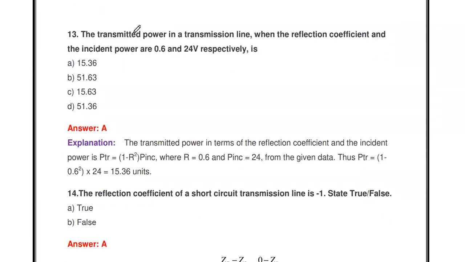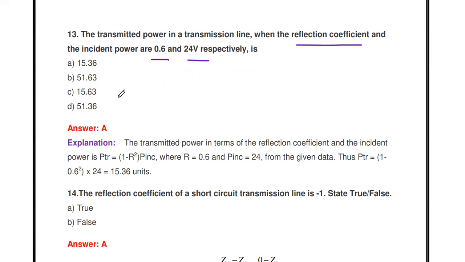Then the next thing, the transmitted power in a transmission line when the reflection coefficient and the incident power are 0.6 and 24 volt respectively is dash. Okay, so here the question is transmitted power. We have to calculate. So what are the two given data? Reflection coefficient is 0.6 and incident power is 24 volt.